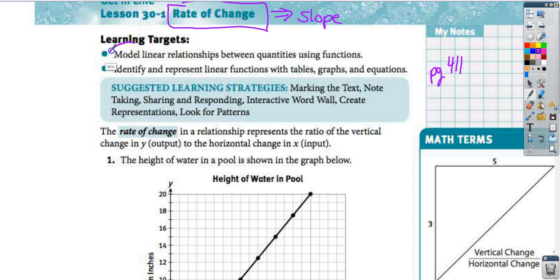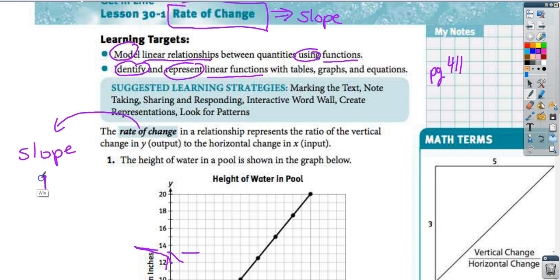Okay, today we are going to model linear relationships using functions, identify and represent linear functions with tables, graphs, and equations. All right, the rate of change in a relationship represents the ratio of the vertical change in y, which is the same as output, to the horizontal change in x, which is input. So again, it's just saying rate of change is slope, which means you're going to have your up and down change over your over change. Okay?